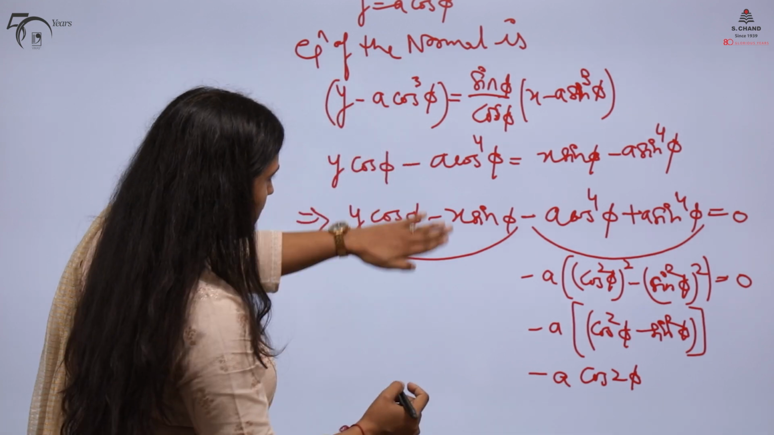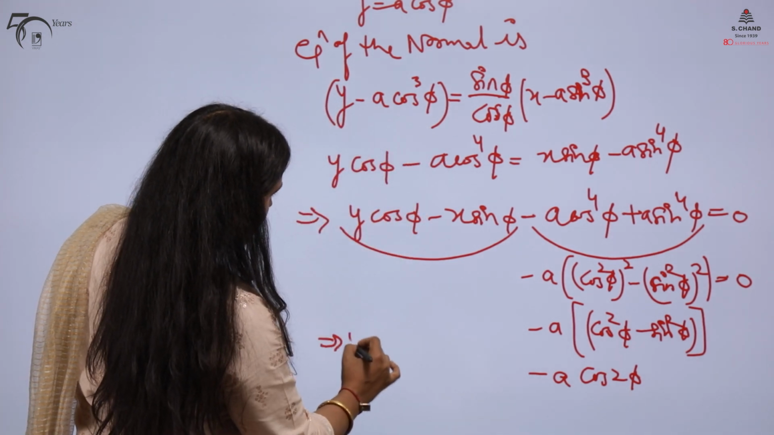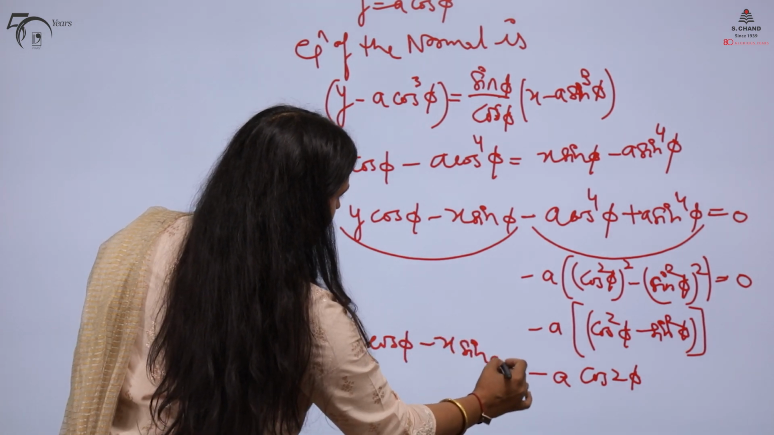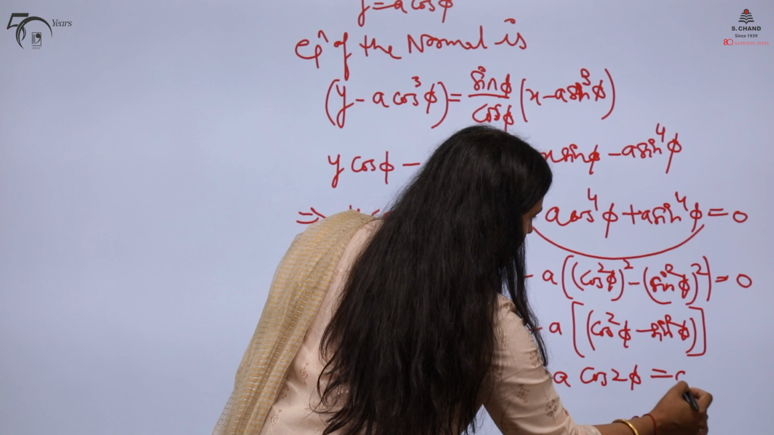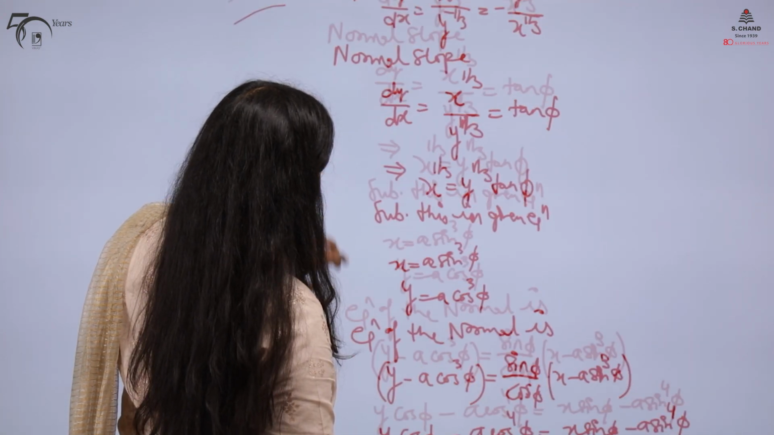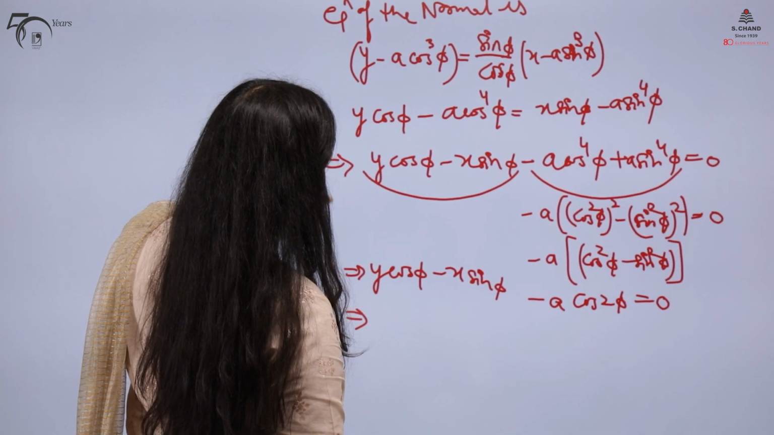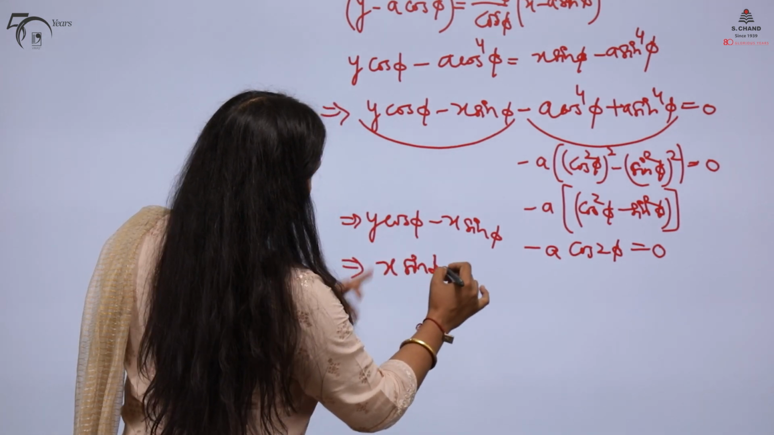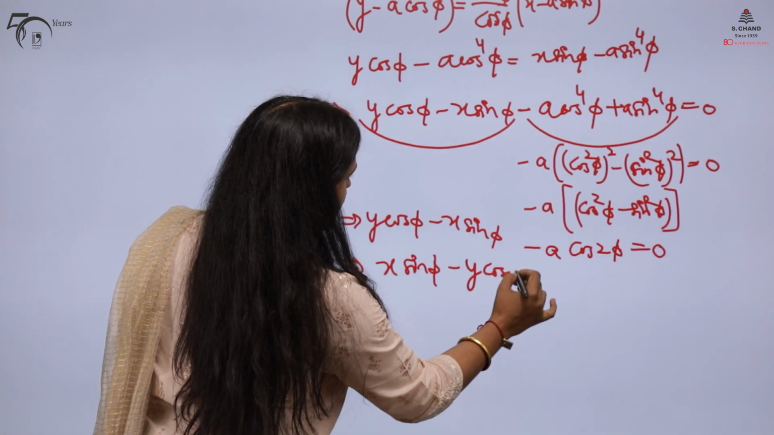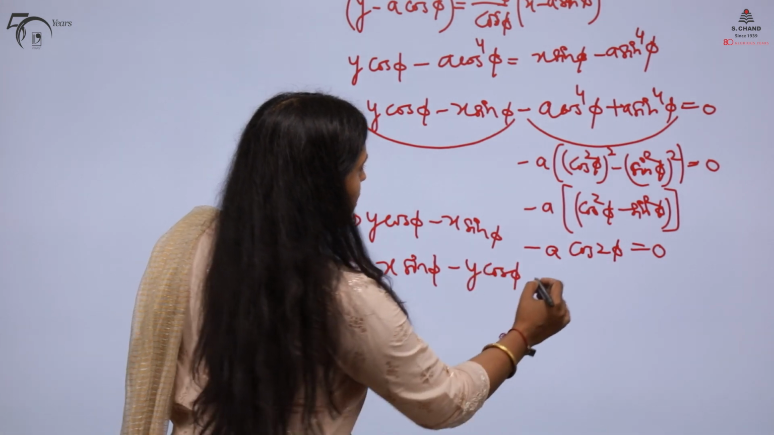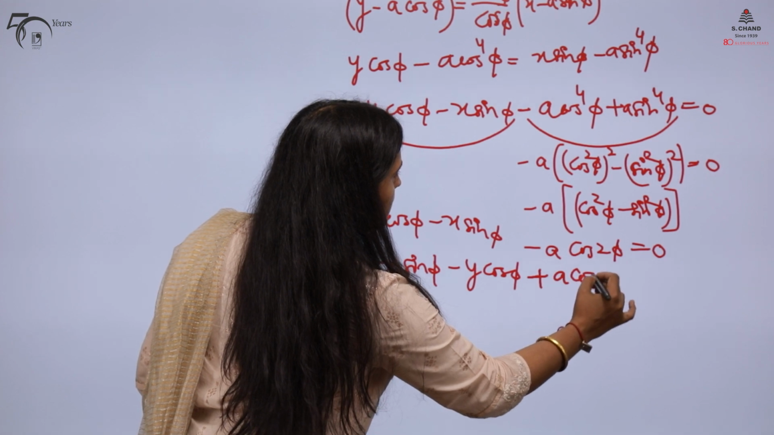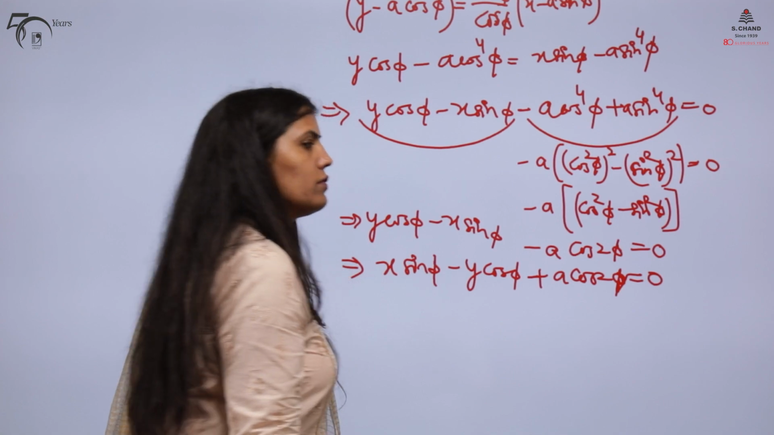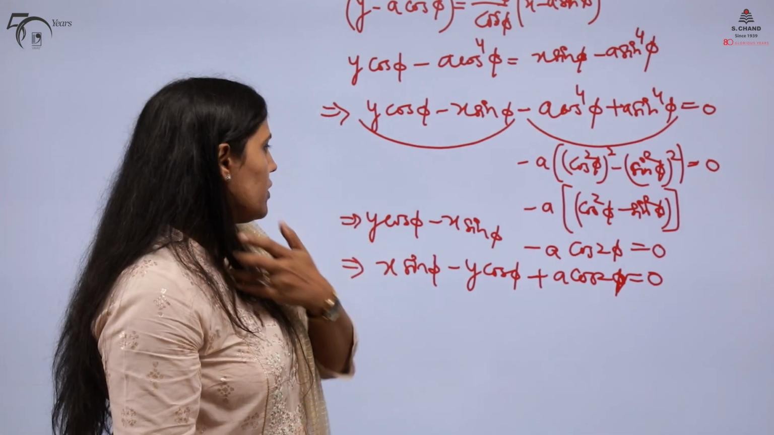So finally the same thing I am writing here, y cos phi minus x sin phi equal to 0. Just the x term you will be writing in the beginning. In the same form I am writing, this will be negative, and the negative also I am taking outside. So this is exactly what you were supposed to prove. So this is the solution of the question.